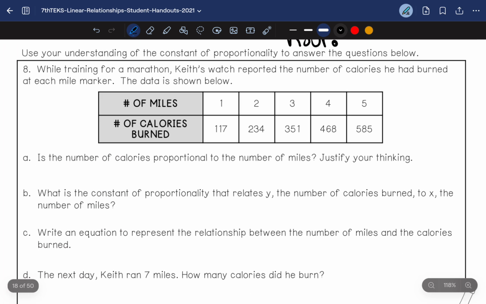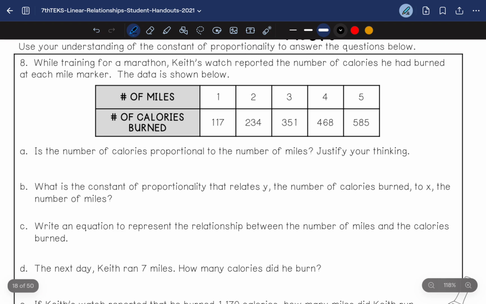Okay, let's take a look at number 8. It says to use your understanding of constant proportionality to answer the questions below. Number 8. While training for a marathon, Keith's watch reported the number of calories he had burned at each mile marker. The data is shown below. Now this table is horizontal, so don't forget your x values are the ones on top, and your y values are the ones on the bottom. And when we find our constant of proportionality, we're going to have to set this up opposite. Remember, it's y over x.